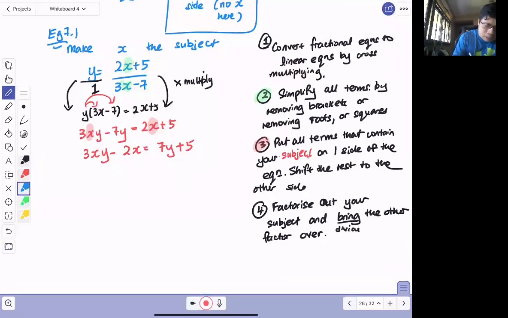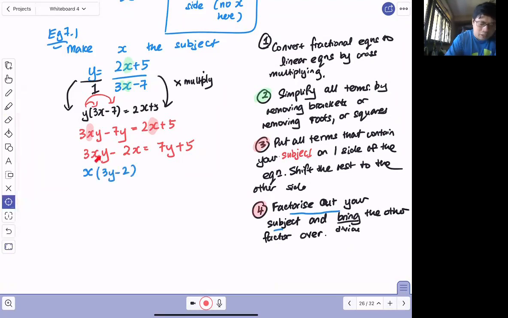So you can see next, I take out my x, I factorize out my subject. This is how I apply tip number 4. You can see that I'm left with x bracket 3y minus 2. Now, once I factorize out my subject, 7y plus 5, you can see that this is my other factor. Factorize out my subject, bring the other factor over.